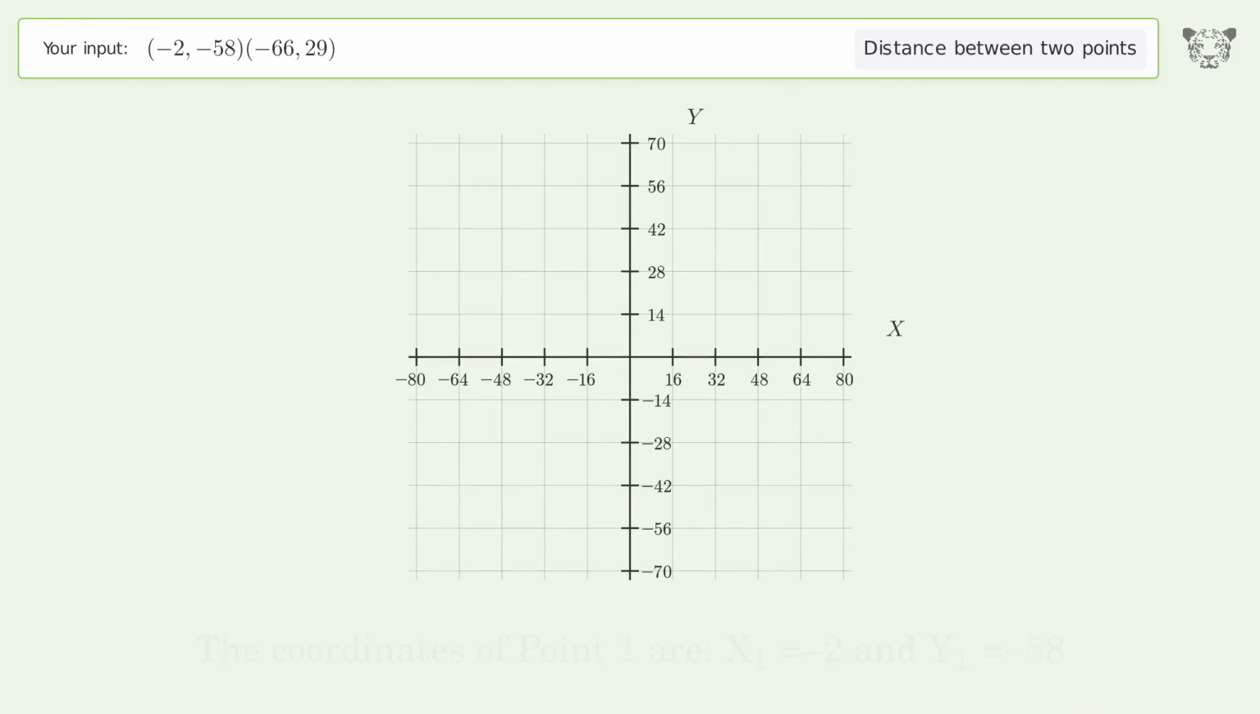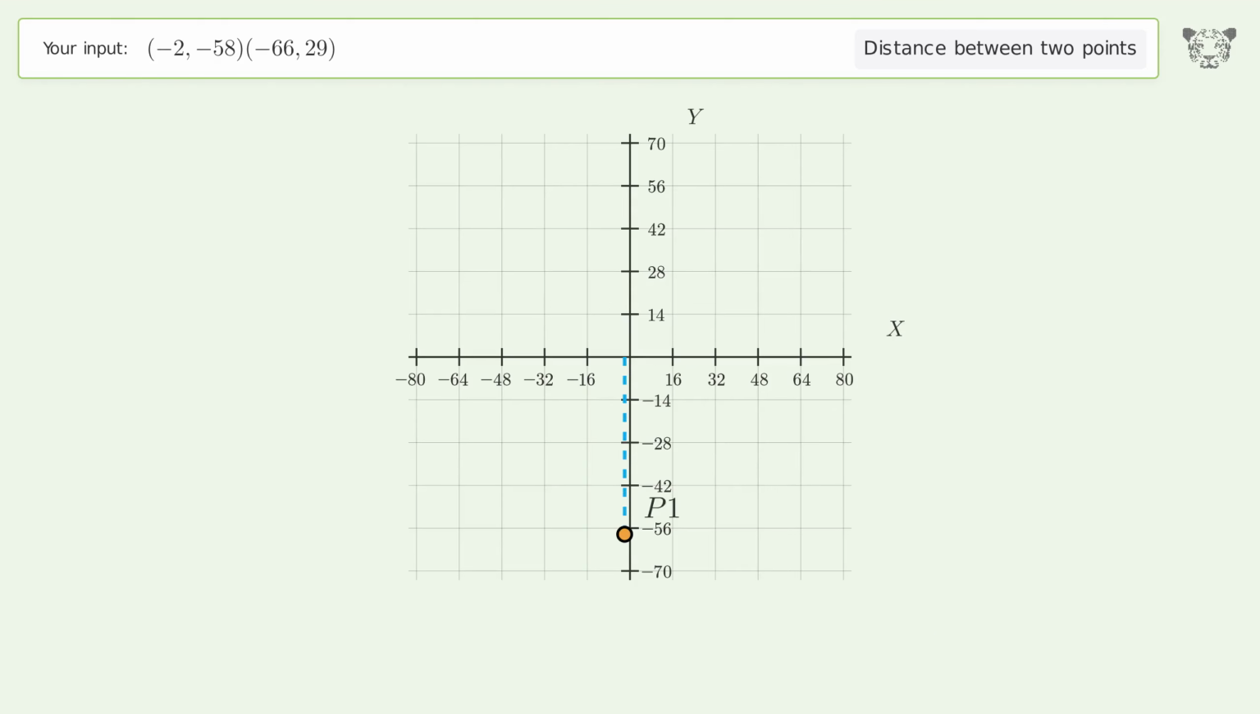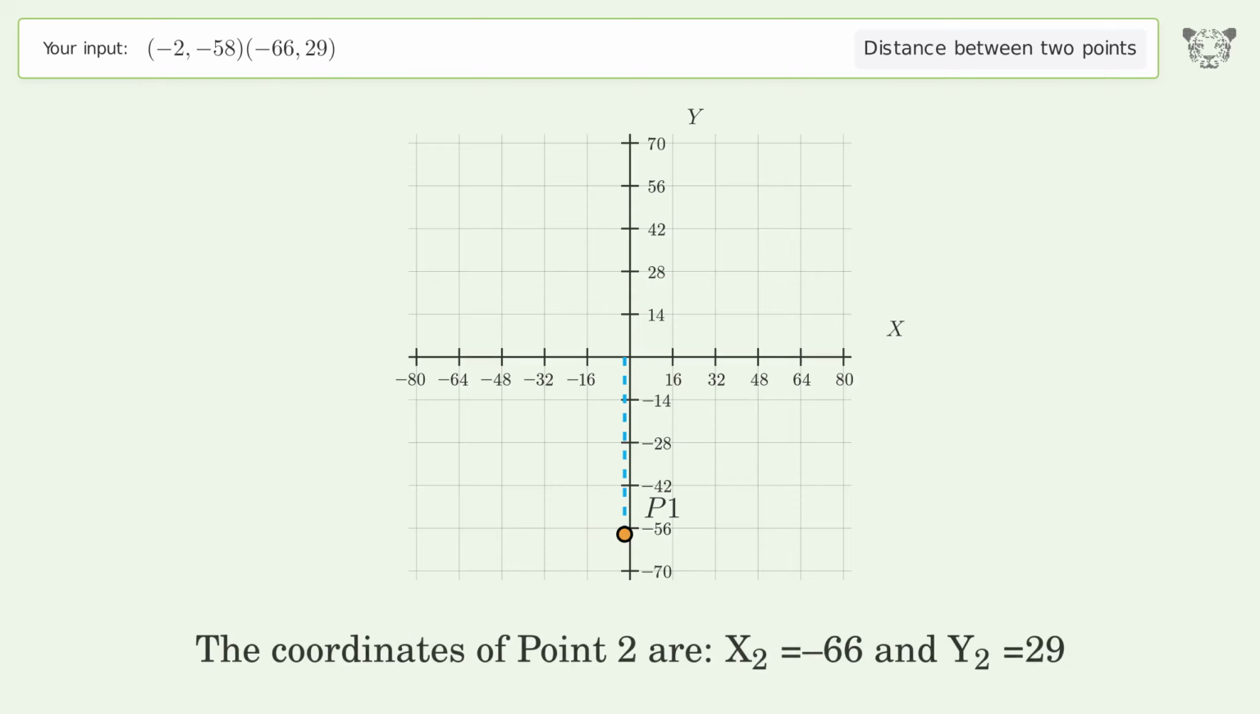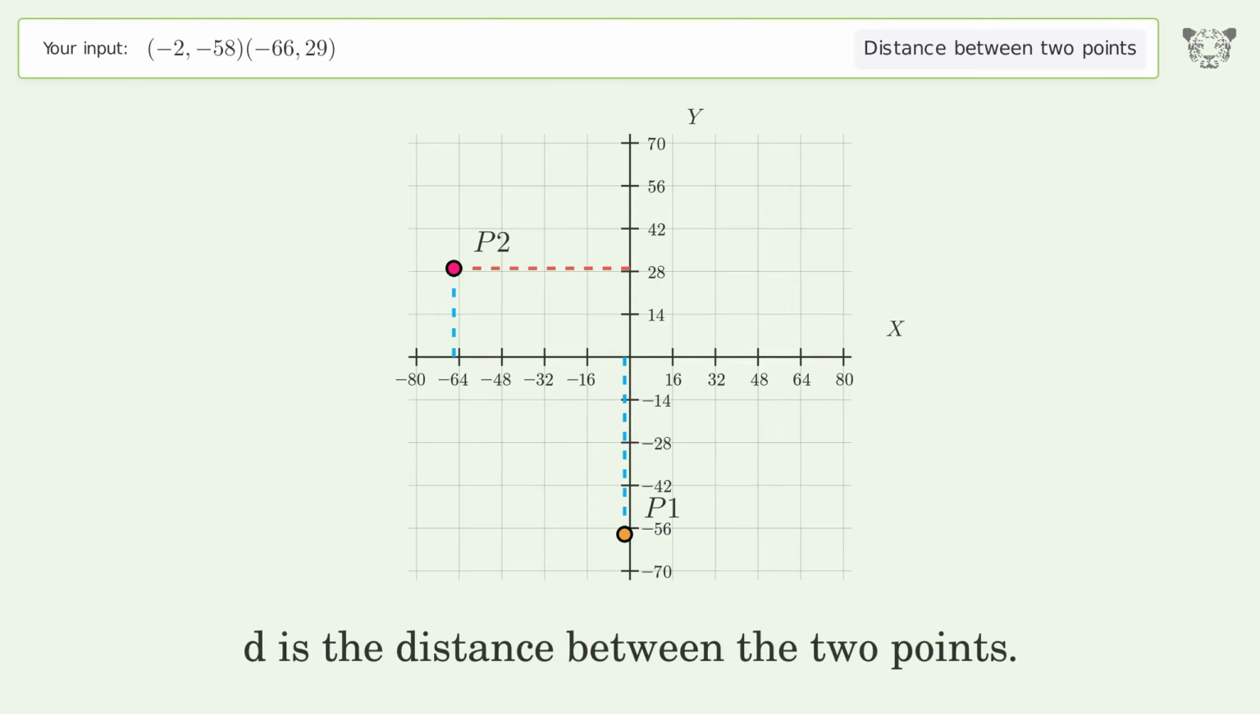The coordinates of point 1 are x1 equals -2 and y1 equals -58. The coordinates of point 2 are x2 equals -66 and y2 equals 29. D is the distance between the 2 points.